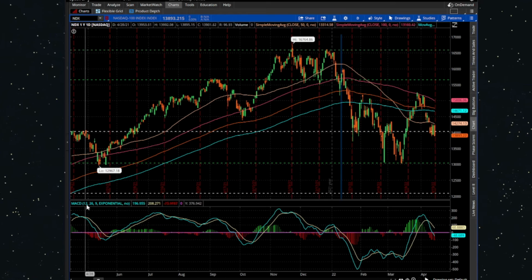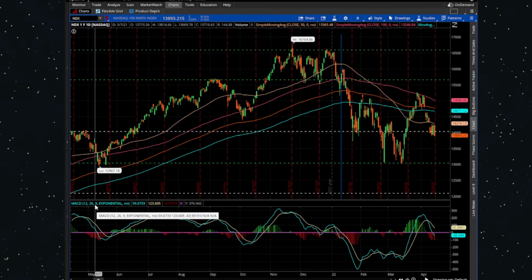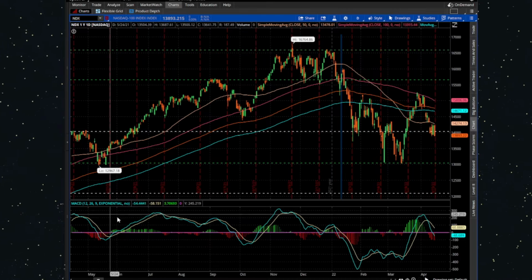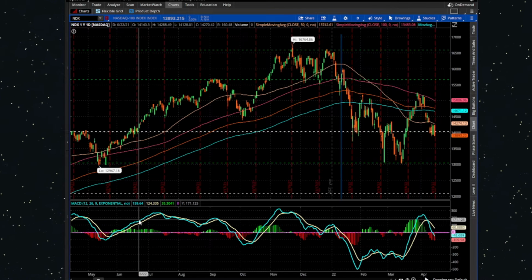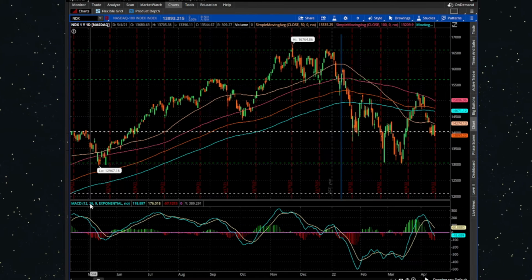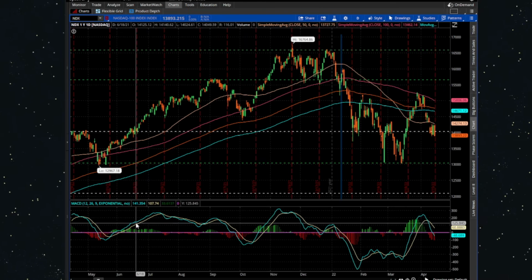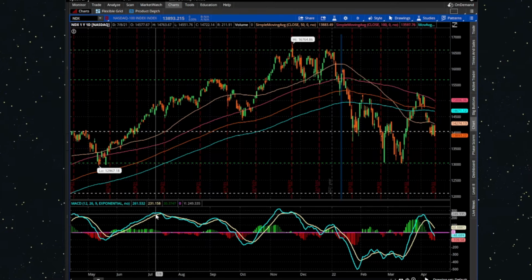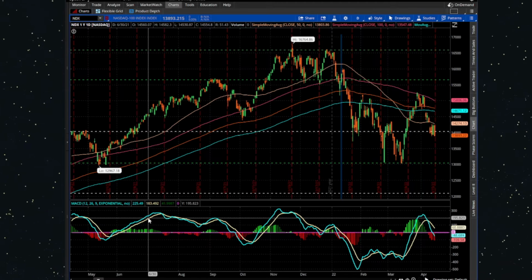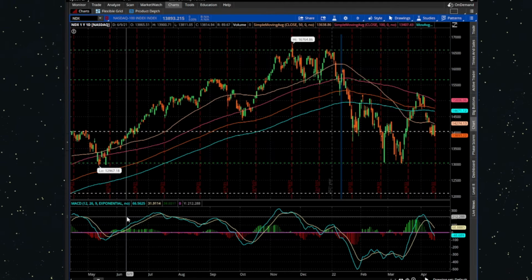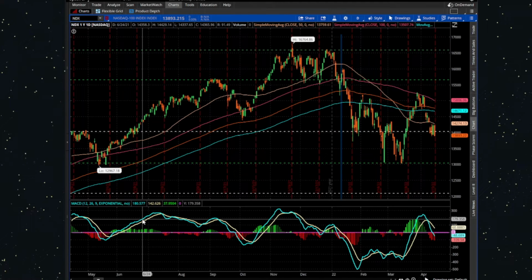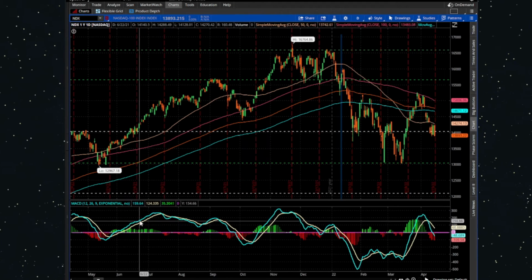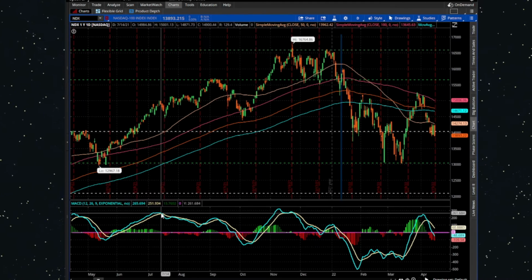As you can see here with our formula, and this is the standard setting for MACD, you have 12, 26, and 9. Well, this blue line, the MACD line, is the 12-day EMA subtracted by the 26-day EMA. That value is then plotted on this lower study. The white line, the signal line, is the 9-day EMA of the MACD line. It's basically a smoothed out version of that blue line, of the MACD line.